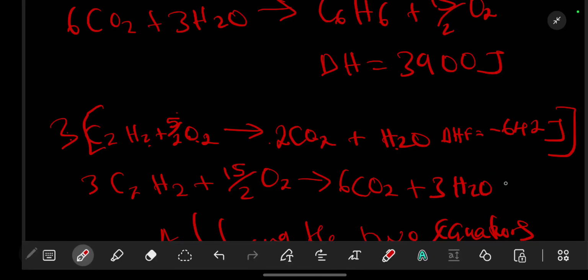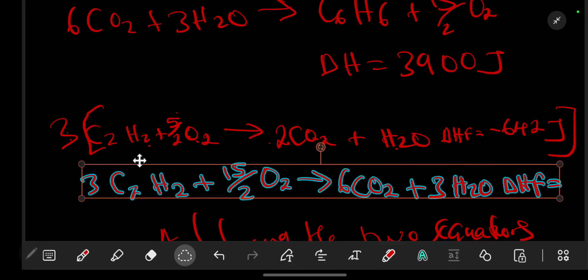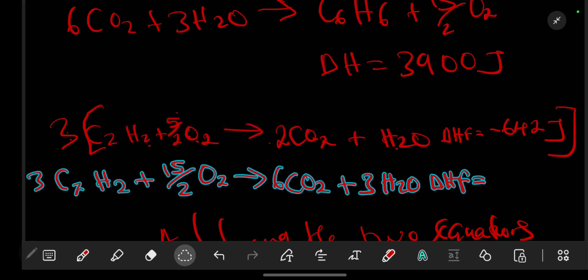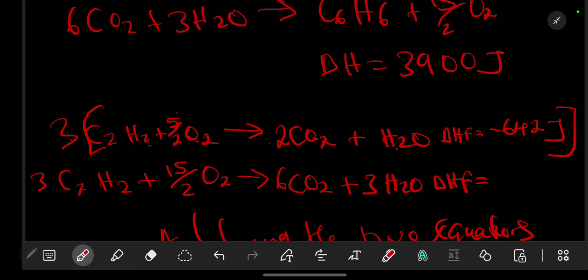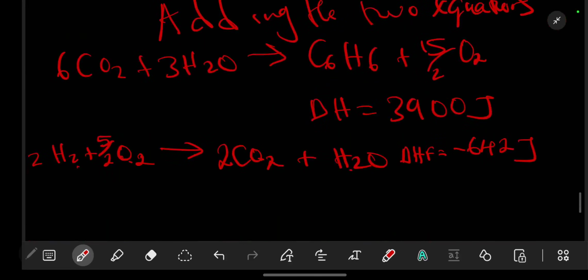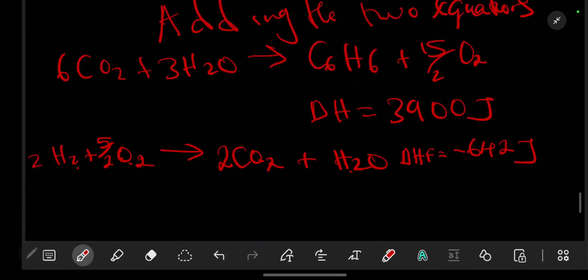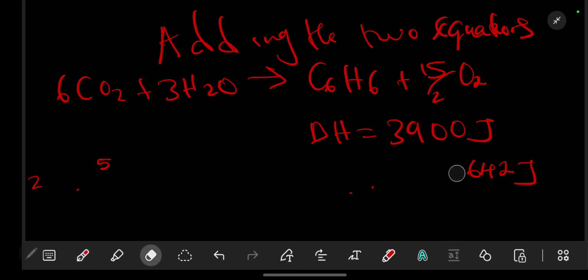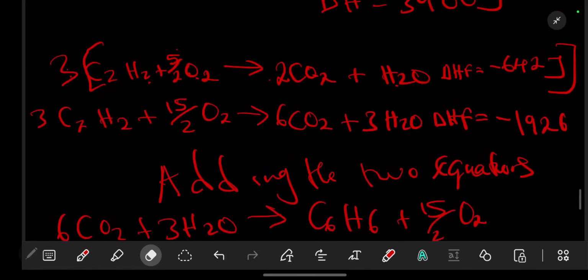Then the change in enthalpy should be equal to, so multiplying here, it will give us 3 times 642, negative for that matter, giving us a negative 1926. So this is what we are supposed to write here. So when we are adding these 2 equations, we have this equation.